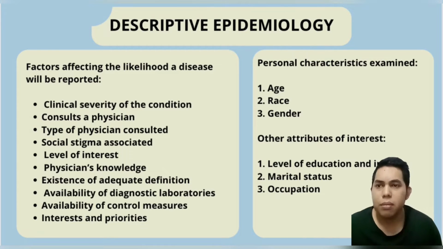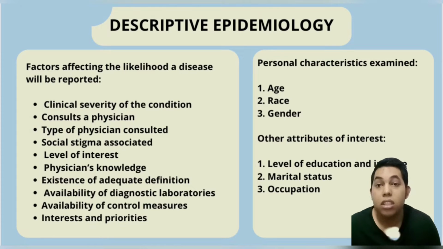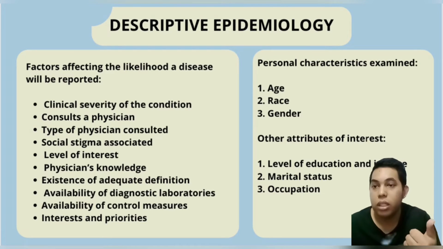Typically, the minimal set of personal characteristics examined with respect to disease occurrence includes age, race, and gender. Because such information is routinely collected on the affected persons or cases, as well as the unaffected population from which the cases develop, epidemiologists rely on these characteristics to a great extent. The use of other attributes of interest, such as level of education and income, marital status, and occupation, is contingent on the availability of data.